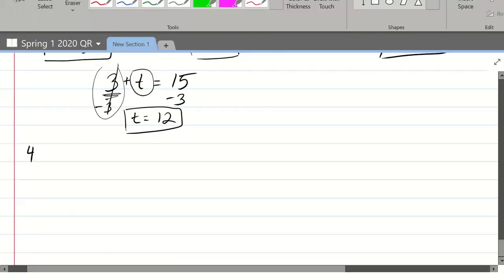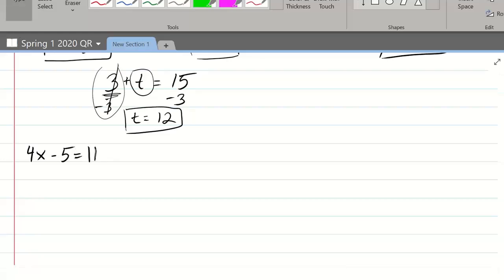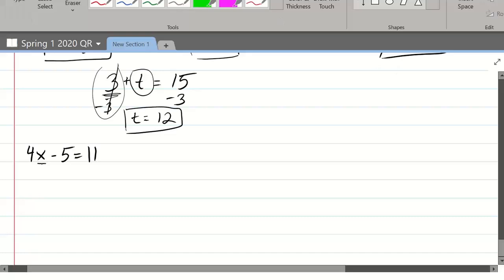4x minus 5 equals 11, right? This is what we want. We want the x, right? But we have to get rid of everything that's furthest away from it, right? We can't do divide by 4 yet, right?